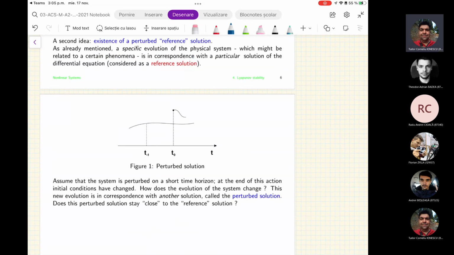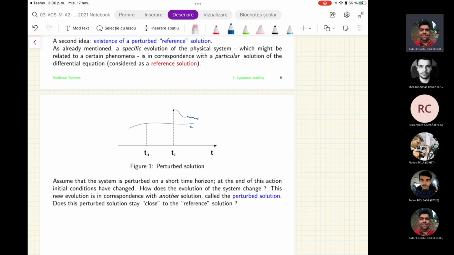In figure 1, you can see here this is the good solution, and this is the perturbed solution. Is this perturbed solution going to the reference solution or not? This is the main question. Assume that the system is perturbed, let's say here, on a short time horizon. At the end of this action, initial conditions have changed. How does the evolution of the system change?